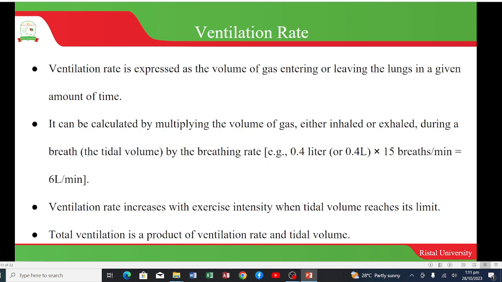The ventilation rate. This is expressed as the volume of gas entering or leaving the lungs in a given amount of time. It can be calculated by multiplying the volume of gas, either inhaled or exhaled, during a breath, that is the tidal volume, by the breathing rate. The ventilation rate increases with exercise intensity when the tidal volume reaches its limit. And tidal ventilation is a product of the ventilation rate and the tidal volume.